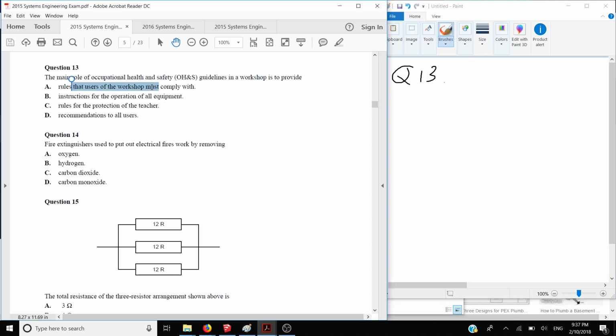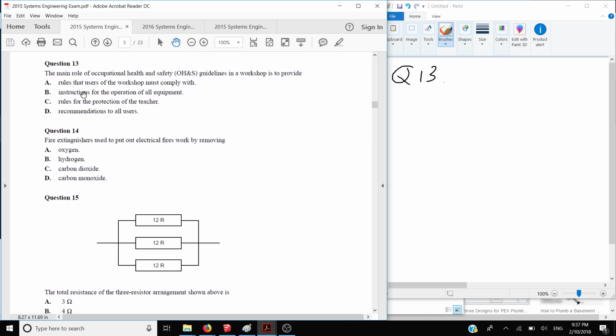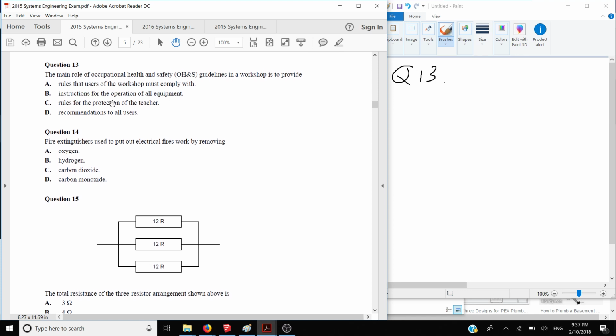Now, here's rules for users of the workshop. Instructions for the operation of all equipment, yeah, sometimes, but there's other pieces of documentation that do that as well. Rules for the protection of the teacher, well, no, they're for everybody, not just for the teacher. Recommendations to all users, I mean, that's not bad, but this one mentions the workshop, so that question makes the most sense if it is rules for the workshop. Cool.